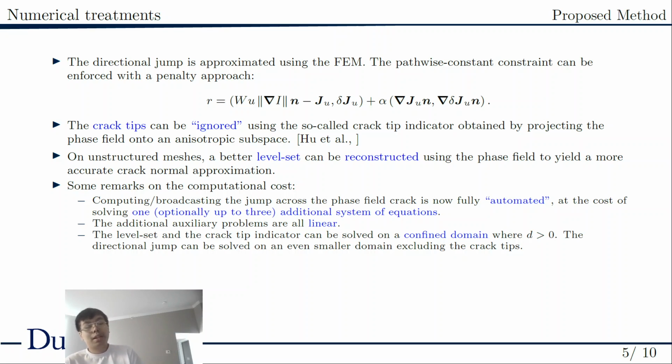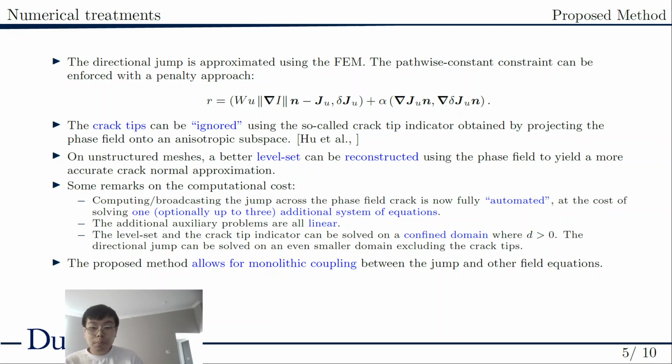Recall our assumption that the phase field is compactly supported. The directional jump can be solved on an even smaller domain after excluding the crack tips. So it's actually a pretty cheap computation. Our proposed method also allows for monolithic coupling between the jump and other field equations. So this is the biggest difference between our approach and a geometric search type of approach based on sharp cracks.